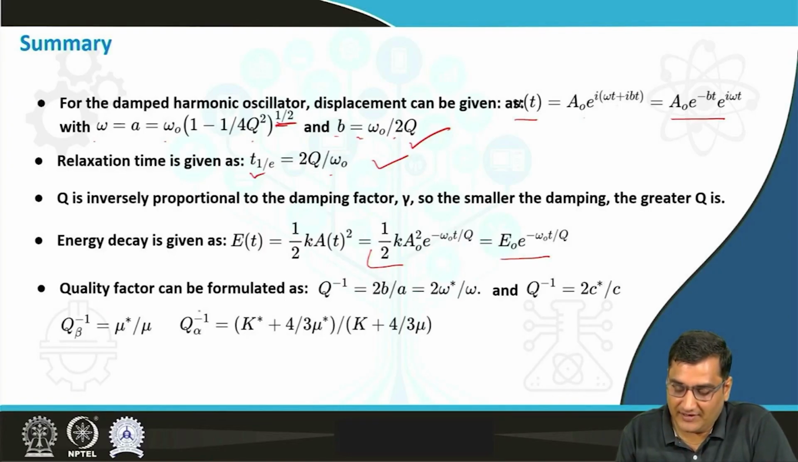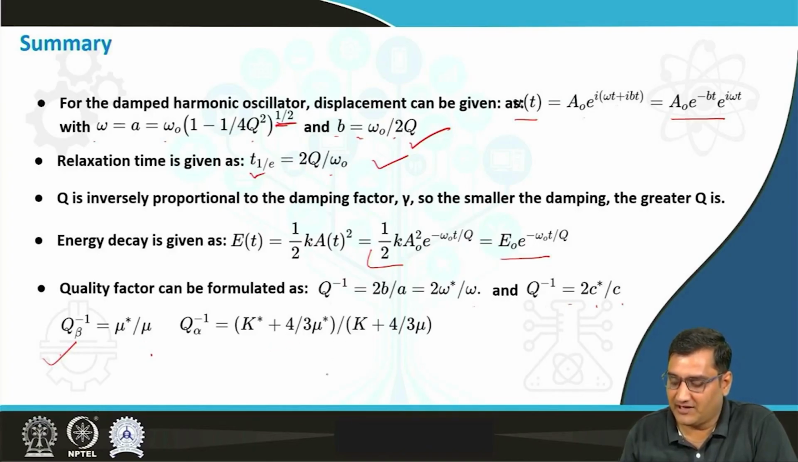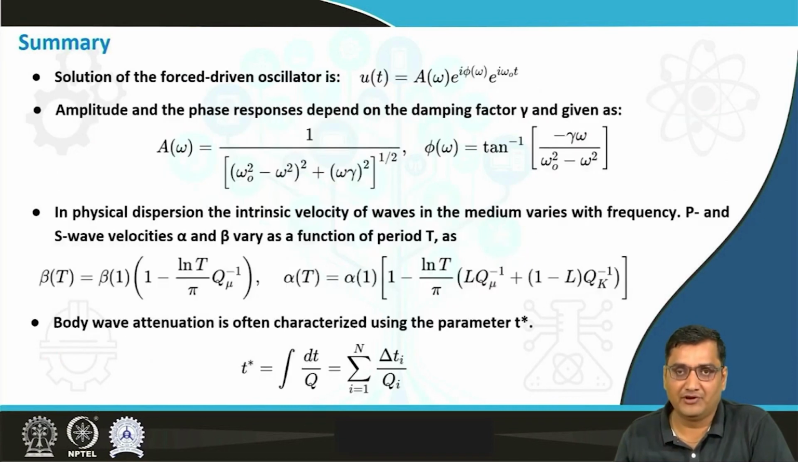So the quality factor can be formulated as Q inverse equal to 2B by A, equal to 2 omega star by omega. Q inverse is equal to 2 C star by C. So the quality factor for the P wave and the S wave can be written something like that. For the S wave it is mu star by mu, and for the P wave that is K star plus 4 by 3 mu star by K plus 4 by 3 mu.